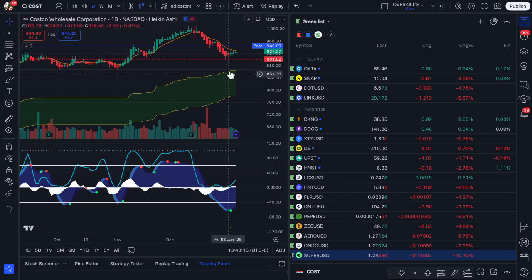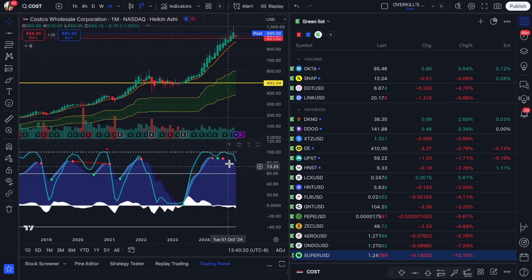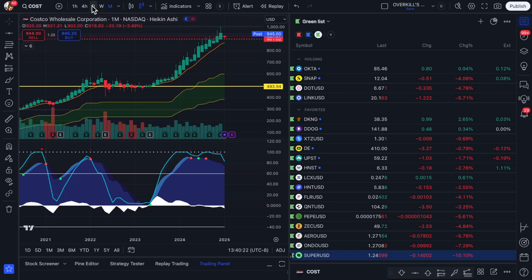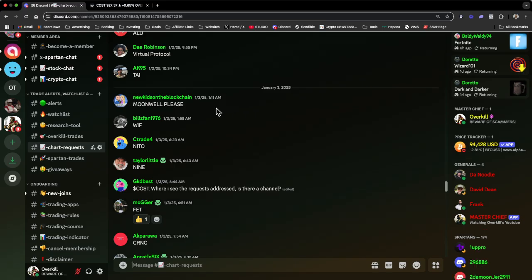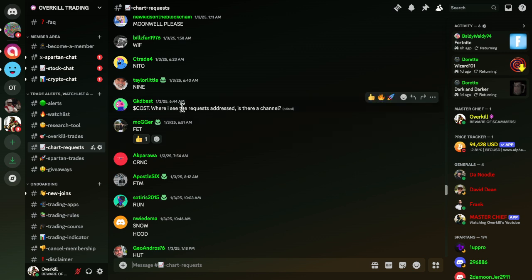Okay, $900 is the level to watch on this one. You got the green dot there on the daily. I don't like the fact that it has a red dot on the monthly, therefore it would disqualify it from my trading list. But if you're playing the daily, use a stop loss right there at $900 on Costco.